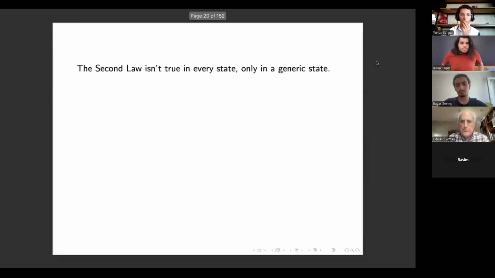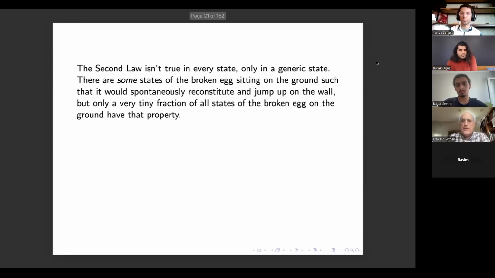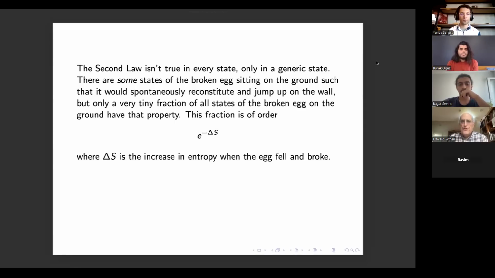The second law isn't true in every state, only in a generic state. There are some states of the broken egg sitting on the ground, such that it would spontaneously reconstitute and jump up on the wall, but only a very tiny fraction of all states of the broken egg on the ground have that property. The fraction is of order e to the minus the increase in entropy when the egg fell and broke. And delta S is Avogadro's number times a number that's not too small, so e to the minus delta S is fantastically small.